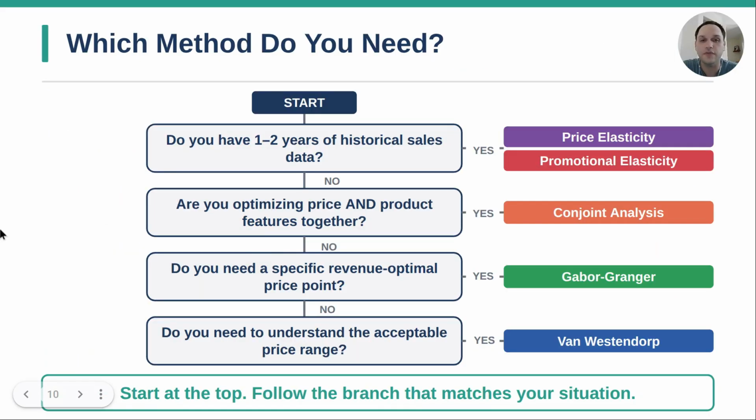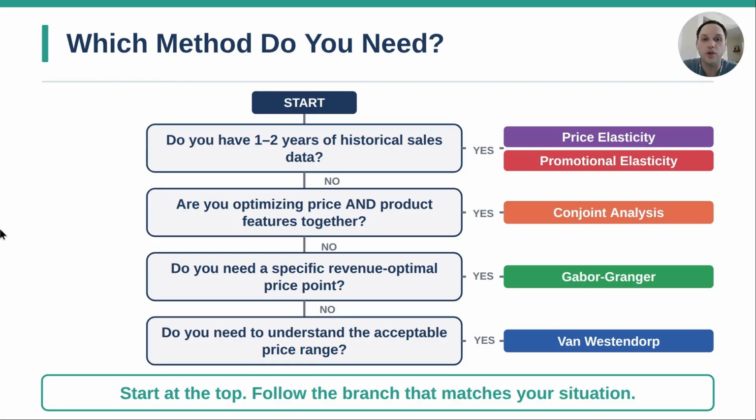Here's the decision framework that puts it all together. Start with one question. Do you have 1 or 2 years of historical data? If yes, you can run price elasticity and promotional elasticity. You're working with real behavior rather than stated intent. If no, you're in survey territory.